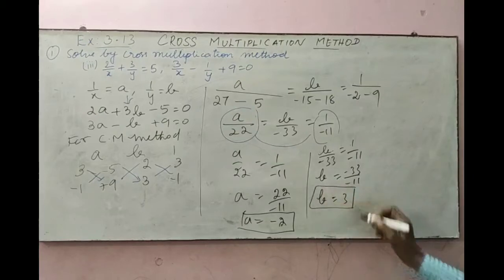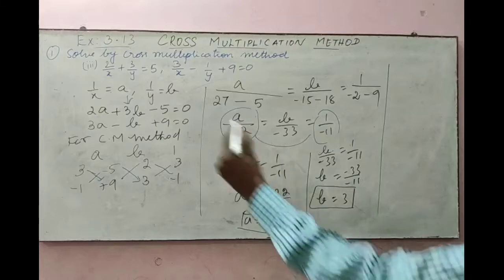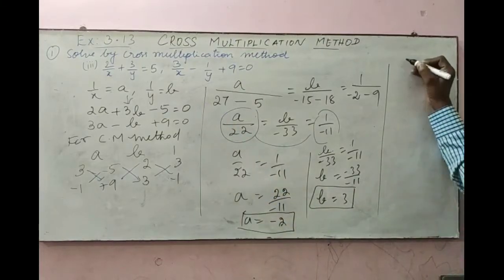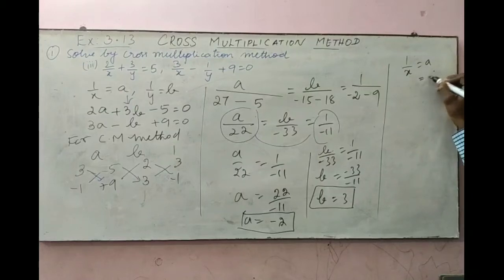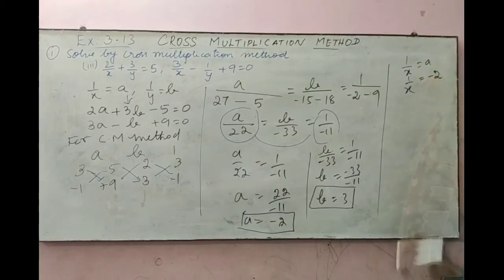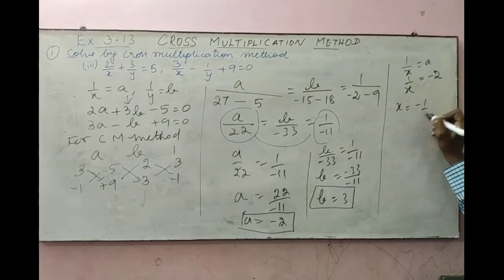On simplifying you will get b equal to 3. From these values a and b we have to convert back to x. Here 1 by x is equal to a. So what is the value of a? That is minus 2. 1 by x is equal to minus 2, so you will get the value of x as minus 1 by 2.